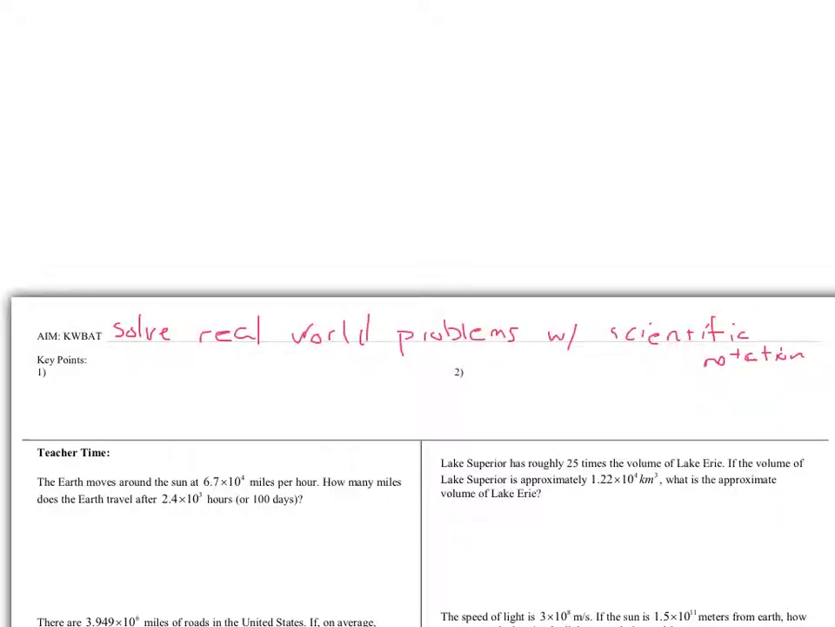So when we solve real-world problems with scientific notation, a lot of the work is going to be about figuring out the problem first. So today's lesson is as much about solving real-world problems as it is about solving problems with scientific notation, okay? Because the skills of solving things with scientific notation, you guys do very well already.